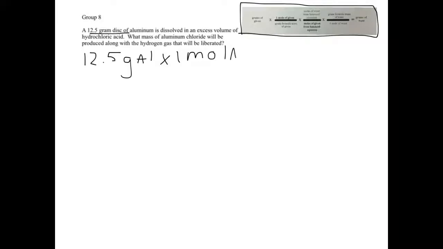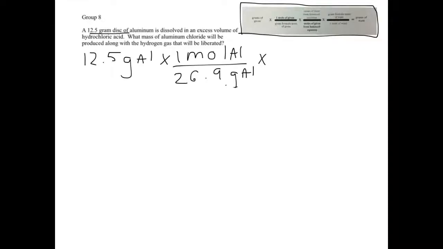Keeping in mind the roadmap, we'll start to fill in our mole ratios. What number do we start with? So we will start with 12.5 grams of aluminum from this, times 1 mole of aluminum over 26.9 grams of aluminum, because this is the amount of grams in one mole of aluminum.